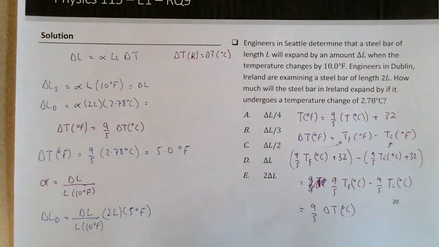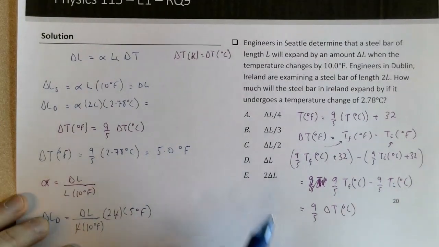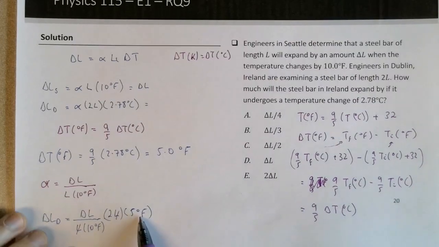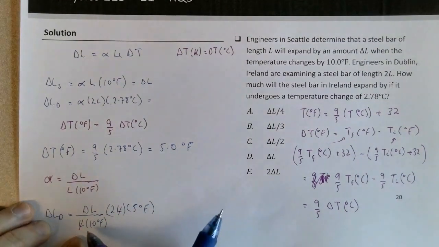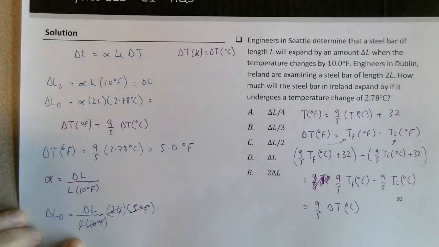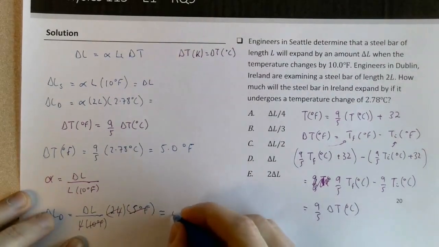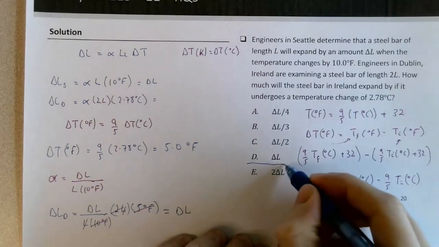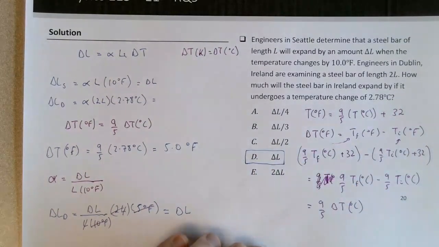And this makes calculations nice and easy, so we can cancel out those L's. And then we've got 2 times 5 degrees Fahrenheit is 10 degrees Fahrenheit, divided by 10 degrees Fahrenheit, so that all cancels out. And we just end up with the same change in the length. So choice D is the correct answer.